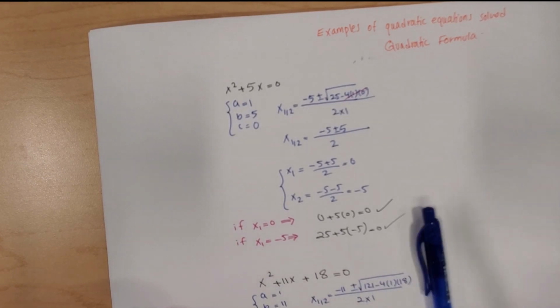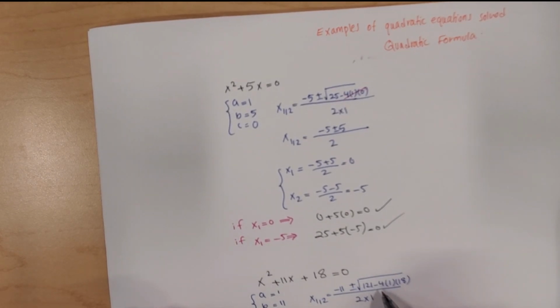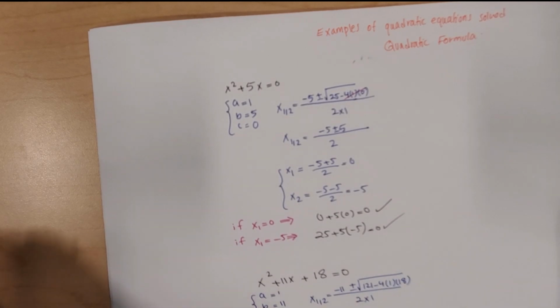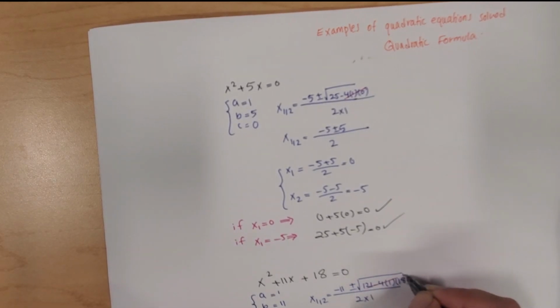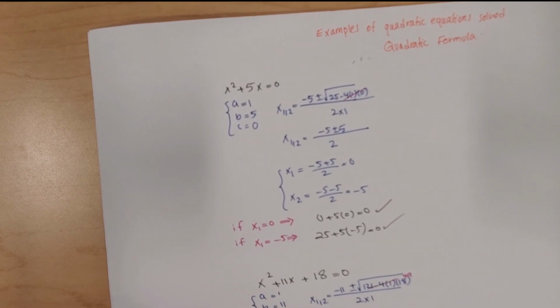So here under the radical, 4 times 18 is 72. So I have 121 minus 72, which is 49. Okay, so the square root of 49 over 2. So the first answer would be negative 11 plus 7 divided by 2. x2 would be negative 11 minus 7 divided by 2. So from here, the first answer is negative 2. From here, the second answer would be negative 9.